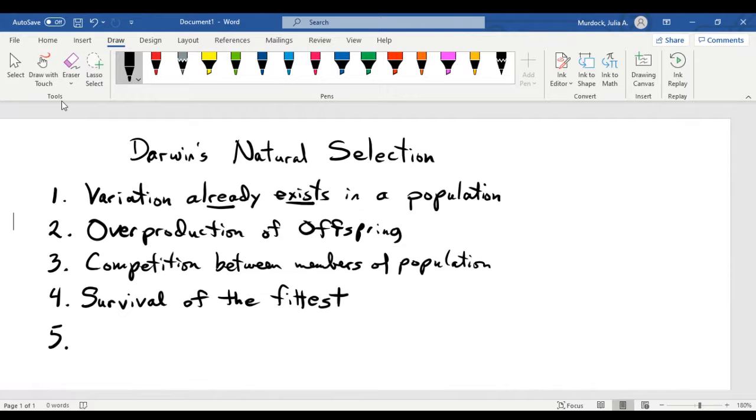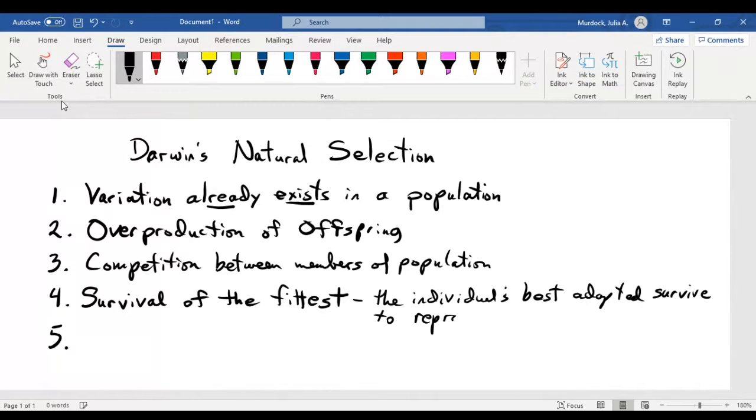So then, with those 3 steps setting up the situation, now you have survival of the fittest, which means that the individuals best adapted survive, and this is key, they survive to reproduce. They're the ones that reproduce the next generation. So that's why differential reproduction is really a better way to describe this than survival of the fittest.